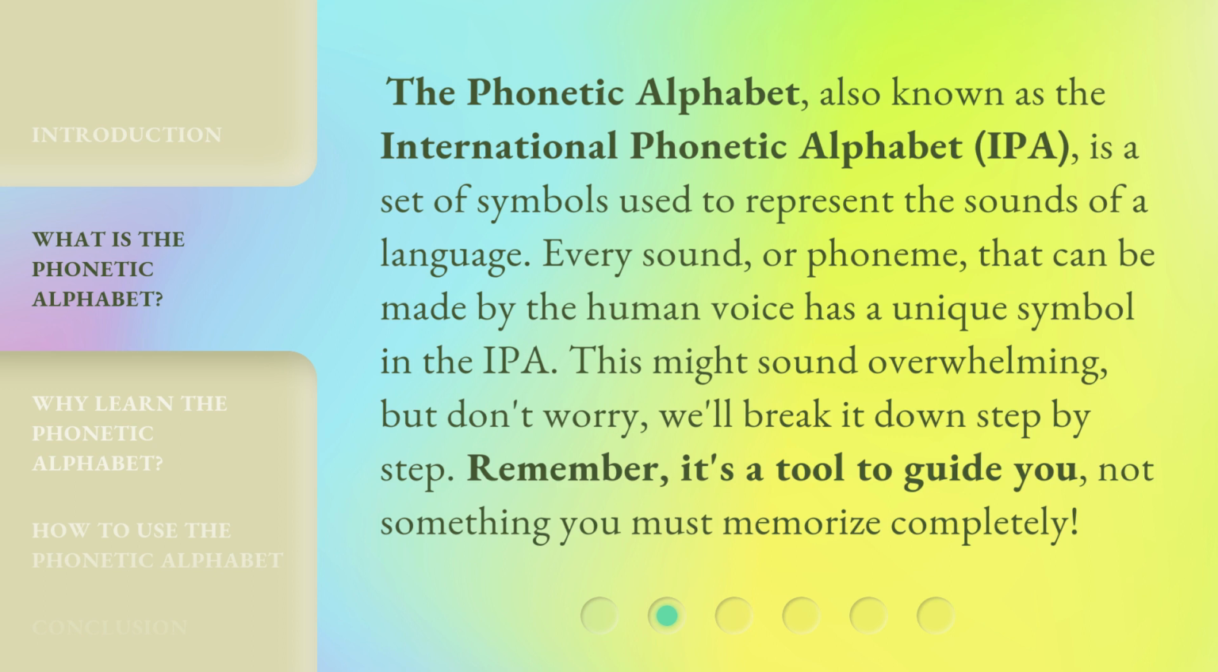The phonetic alphabet, also known as the International Phonetic Alphabet, IPA, is a set of symbols used to represent the sounds of a language. Every sound, or phoneme, that can be made by the human voice has a unique symbol in the IPA. This might sound overwhelming, but don't worry, we'll break it down step by step. Remember, it's a tool to guide you, not something you must memorize completely.